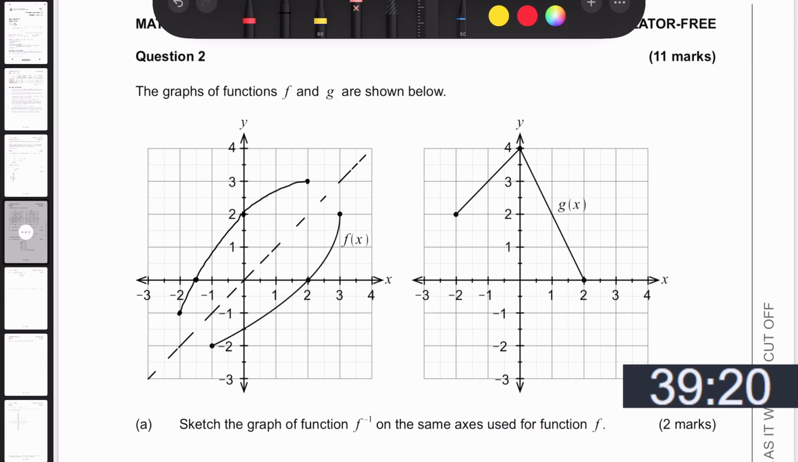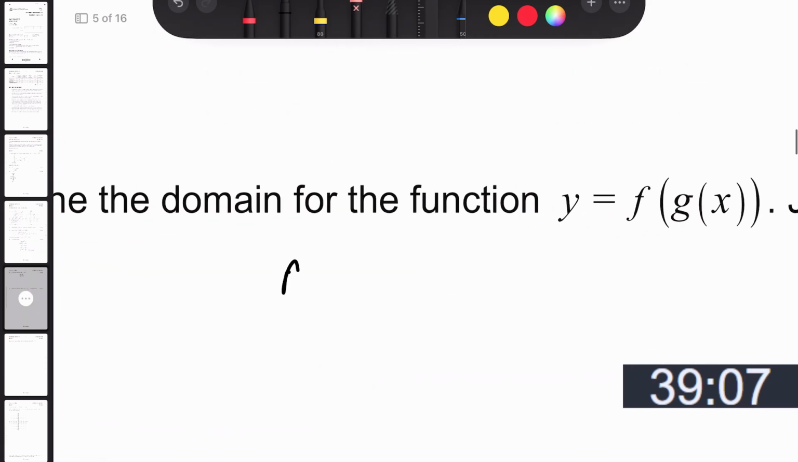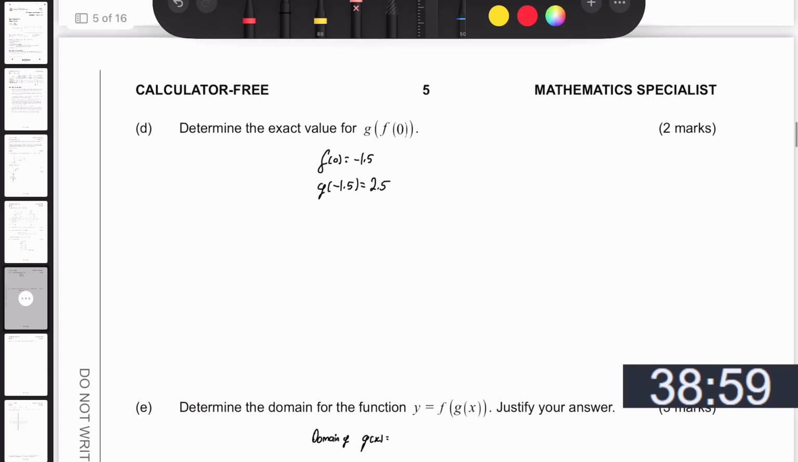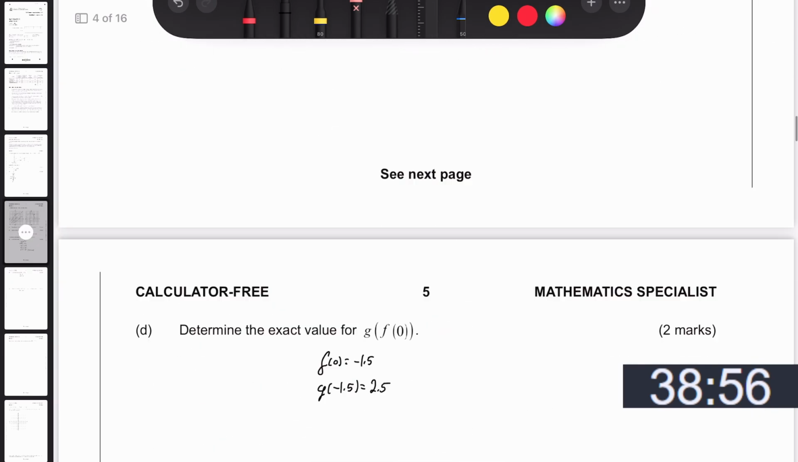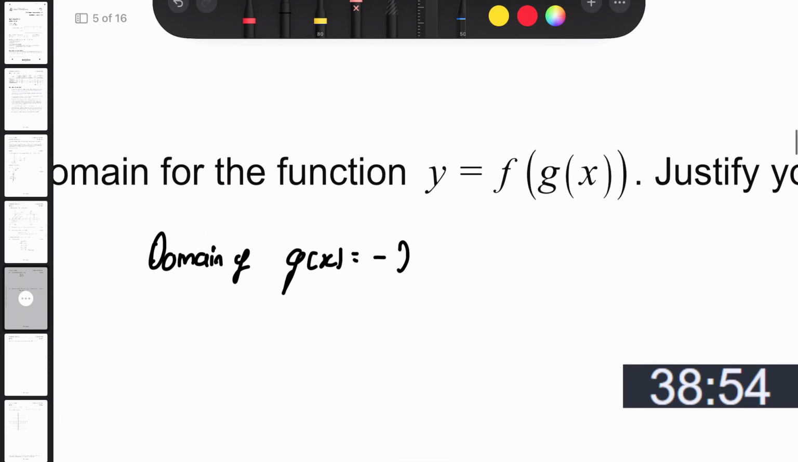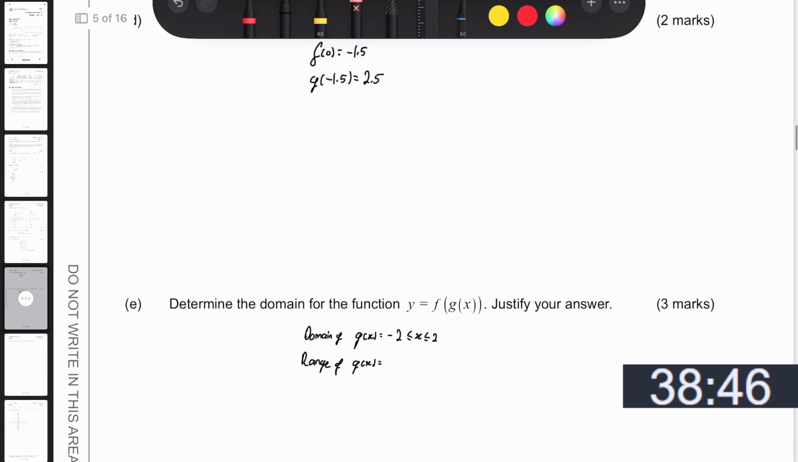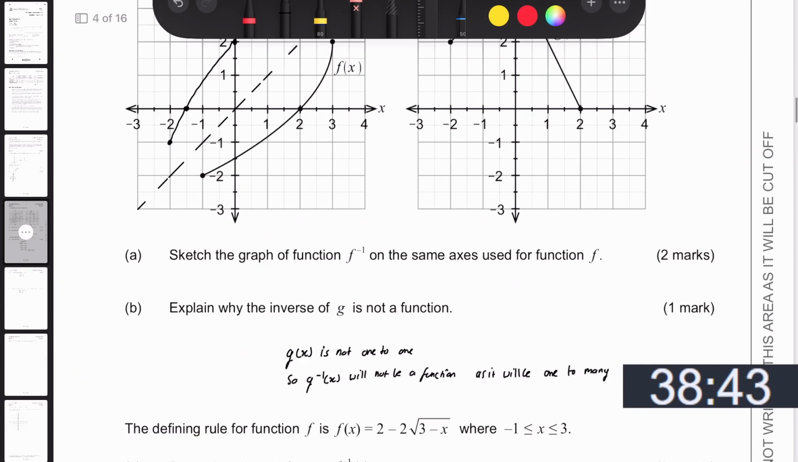F of g of x. So let's see, domain of x is equal to negative 2 to 2. So x is equal to 2, and then the range of that is equal to 0 to 4.